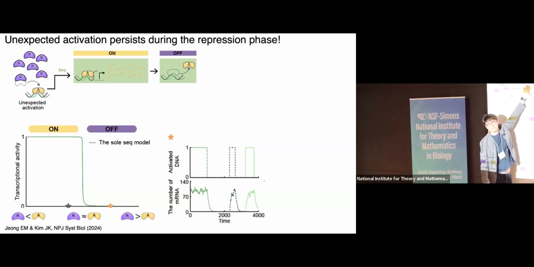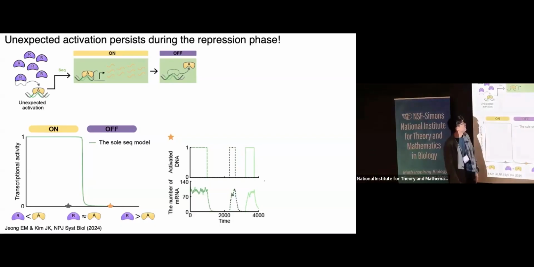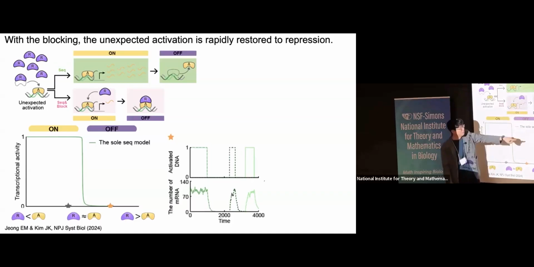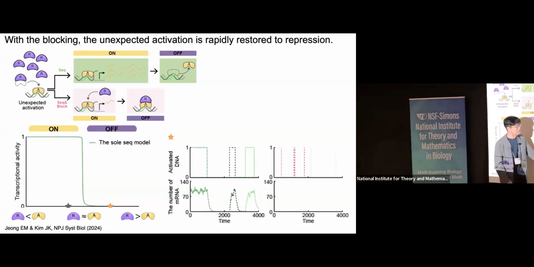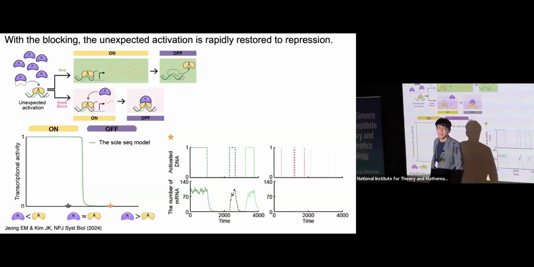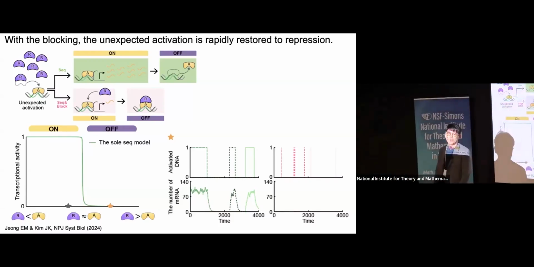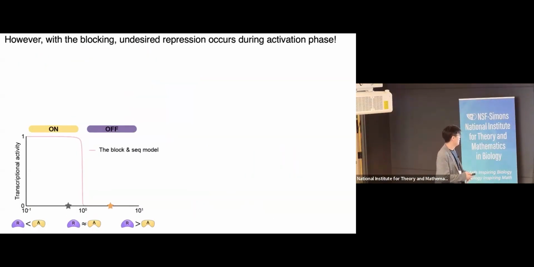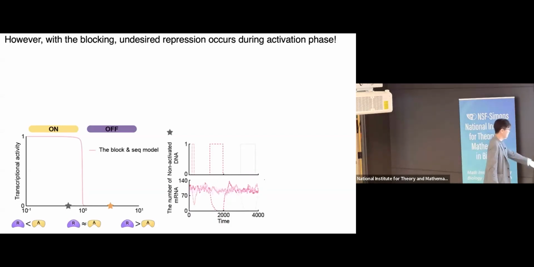The key idea is we want to kill this one, right? If we add a blocking, then this one will kill this one. So if we add a blocking, you can see that the extreme event is immediately restored to the original repression level. So if we have blocking and sequestration, we can prevent this. So we are happy, right? But then what about the activation phase?